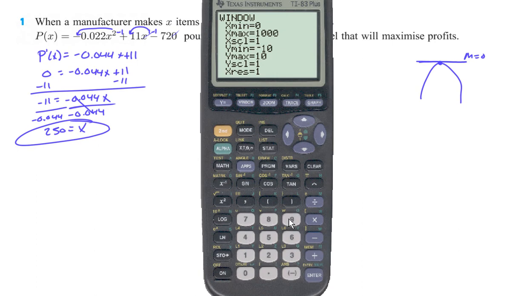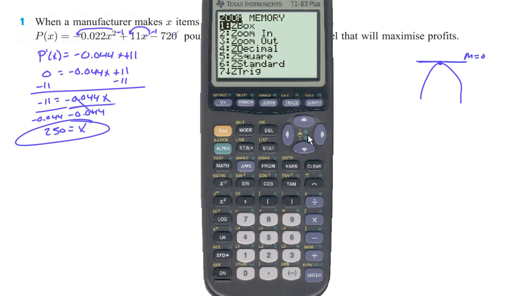And then for y minimum, we could have a negative, you could end up losing money. And then for maximum, we're making money on all these items. I'm going to put in, say, 10,000 and just hope to see what happens. So there's our graph. That's enough to find the maximum.